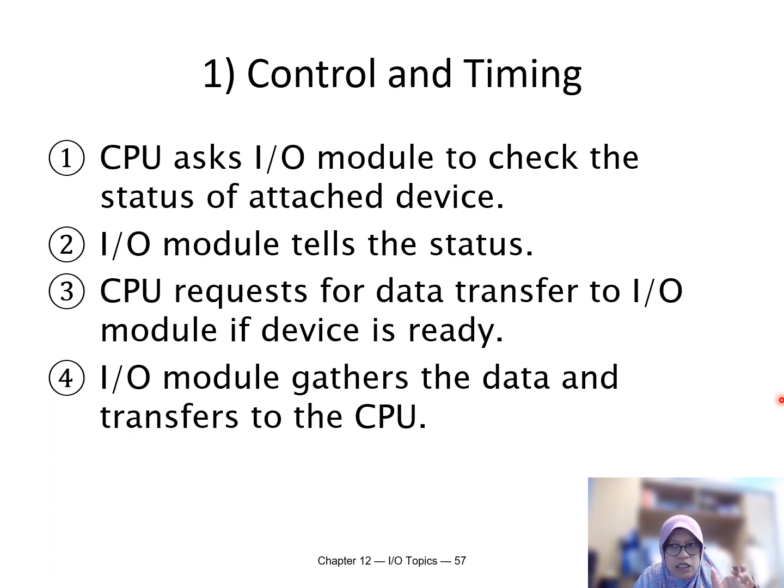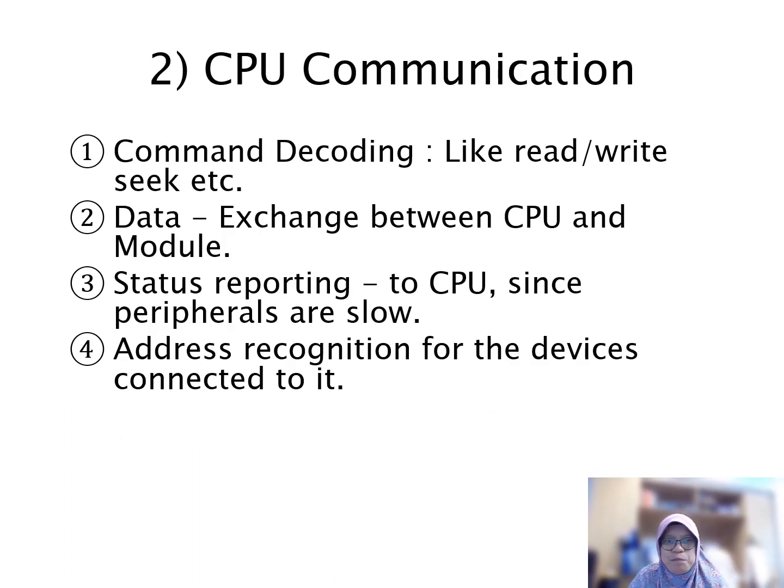For example, the control of the transfer of data from an external device to the processor might involve the following sequence. First, the CPU will ask the I/O module to check the status of the attached device, whether it's ready or not. Then the I/O module will tell the status. When the device is ready, the CPU will request a data transfer from that I/O module. The I/O module will gather the data and transfer it back to the CPU.